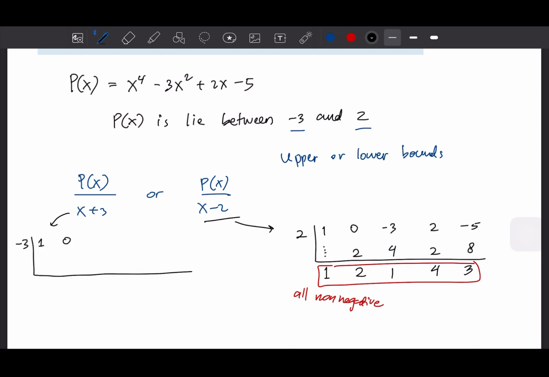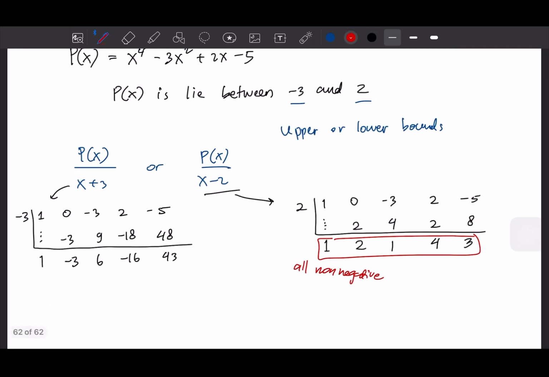Okay, and let's try the second one here, and we can compare at the end. So this is -3. This is 9. This is 6. This is -18. And this will be 48. And this results in 43. And we could see that it's positive, negative, positive, negative, positive. So the entries in the last row, or the final row, are alternating in sign.